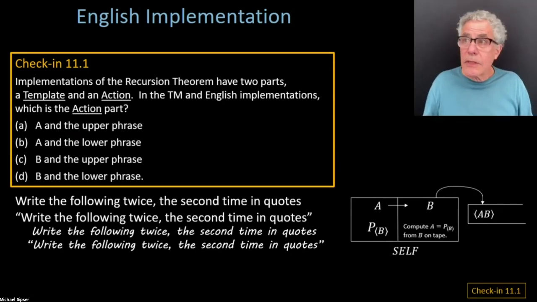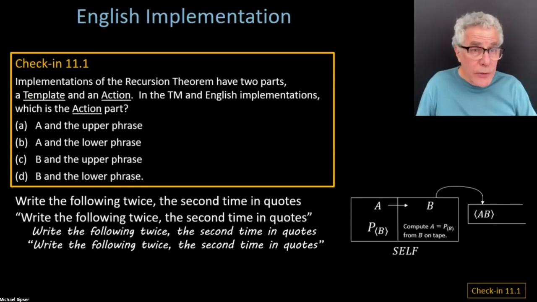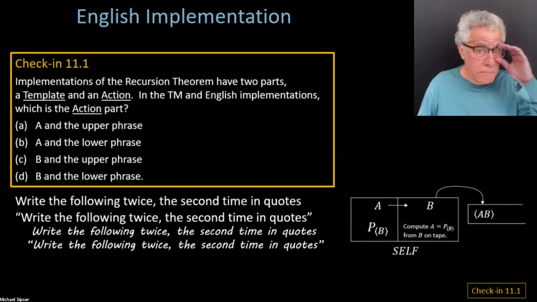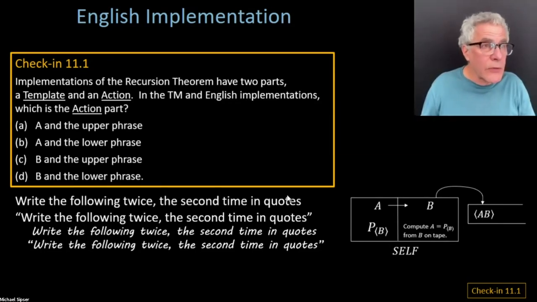Okay, so let me pull up that poll. See what you think. I'm asking you now to indicate where the action part is in both of those cases. What is the upper phrase and lower phrase, I mean of the sentence here? So write the following twice: this is the upper phrase, and the part in quotations is the lower phrase. Sorry.